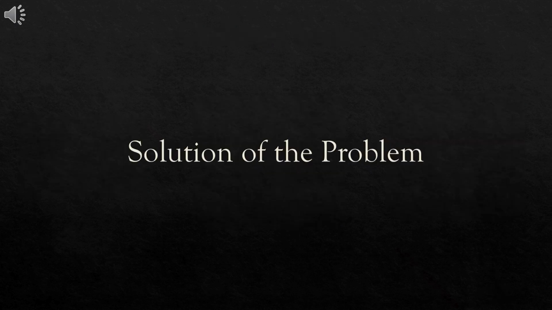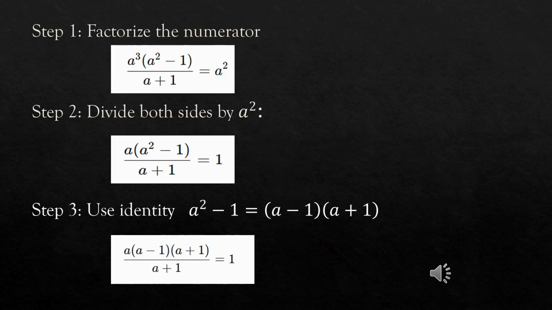Let's excitedly walk through the step-by-step solution of this problem. This problem is a slight variation of problem 20, but this small change completely alters the solution. Step 1. Factorize the numerator. Step 2. Divide both sides by a squared.